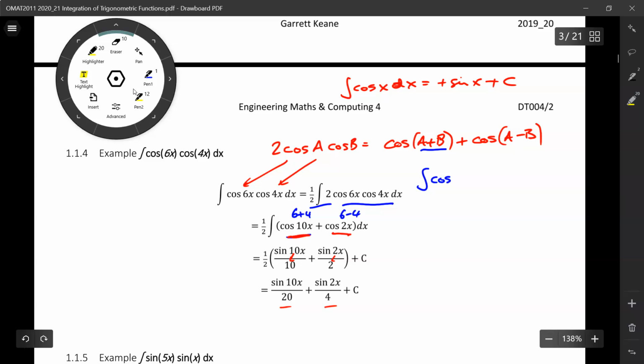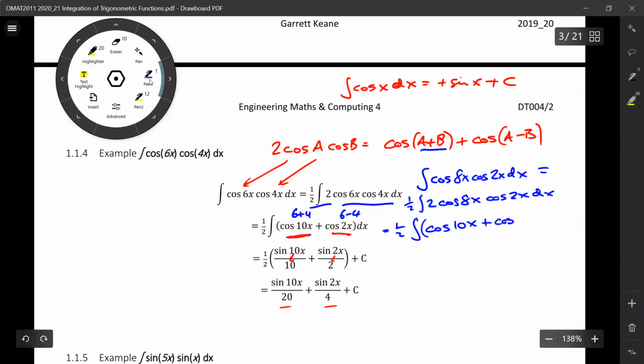Cosine 8x cosine 2x dx. Give that one a go. This is equal to a half times the integral of 2 cosine 8x cosine 2x dx, which is equal to a half times the integral, and it's cosine A plus B, so it's 8 plus 2 is 10x, plus cosine A minus B, so it's 8 minus 2 giving me 6x dx.